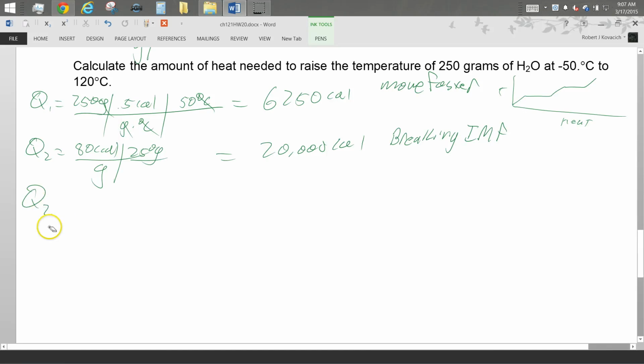Now I have melted the entire ice cube, and this solid ice cube is now liquid. And so what do I need to do to it now? Get it up to 100 degrees. I need to raise its temp to 100. So I have my 250 grams, its specific heat is 1 calorie per gram degrees C, and I need to raise it 100 degrees Celsius. And so I've got 25,000 calories. So what is this 25,000 calories being used to do?